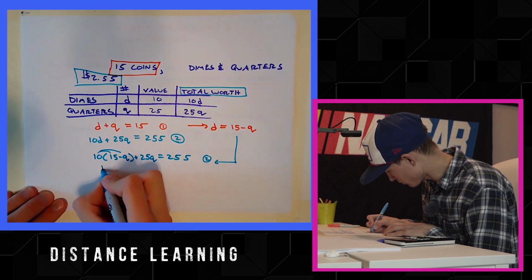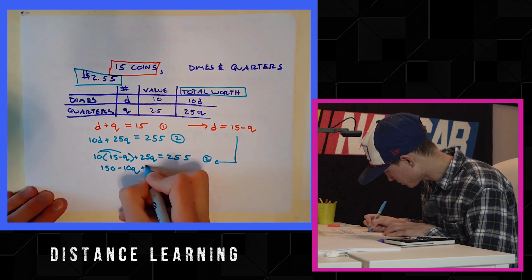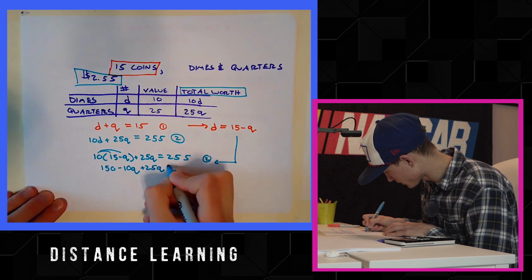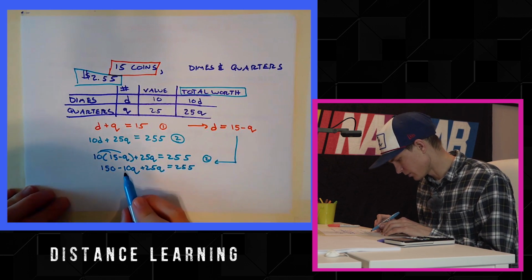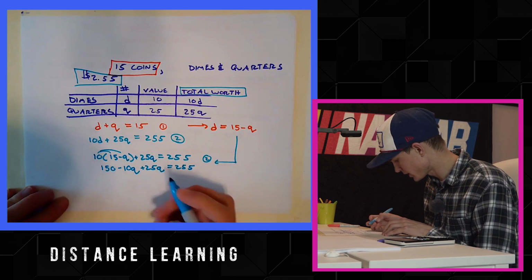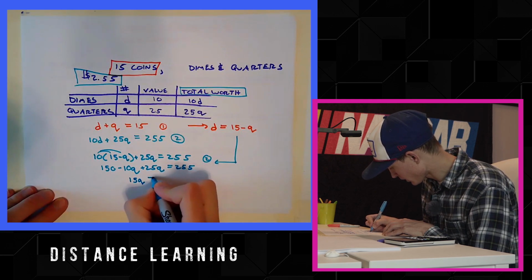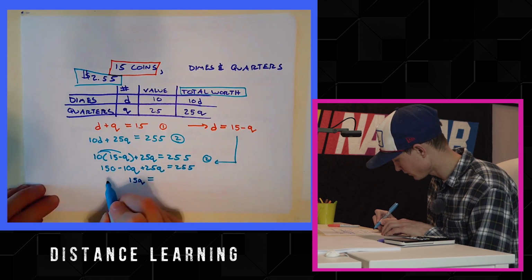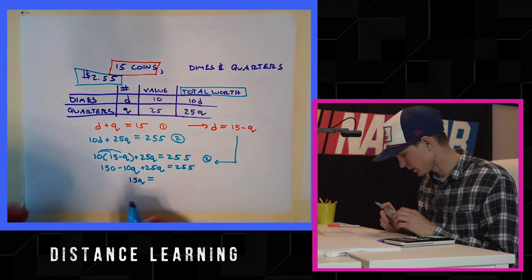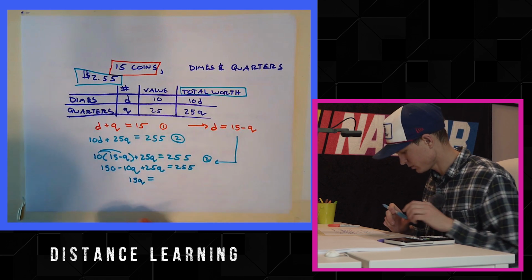Distribute. 150 minus 10Q plus 25Q is 255. Minus 10Q plus 25Q is 15Q. I've been terrible at mental math today, so 255 minus 150 is what? 105? Is that good math? Nope. Is it?